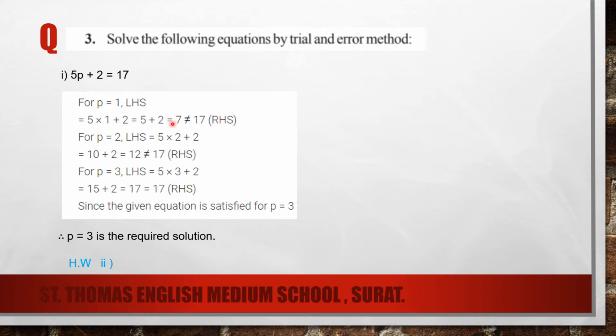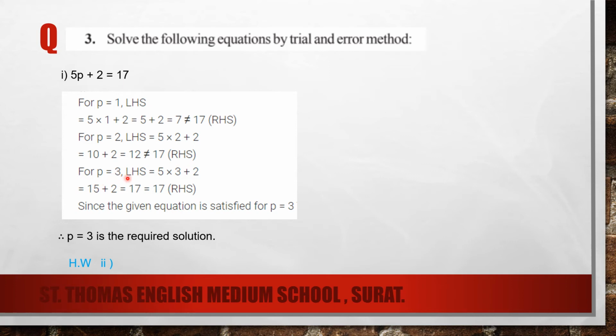So what do you have to do? You have to take the next value for p. For p is equal to 2, what is LHS? 5 multiplied by 2 plus 2. Instead of p, substitute 2. 5 twos are 10. 10 plus 2 is 12, which is not equal to 17. Because 17 is given and we got 12. Again, LHS is not equal to RHS. Again, you have to give the next value.